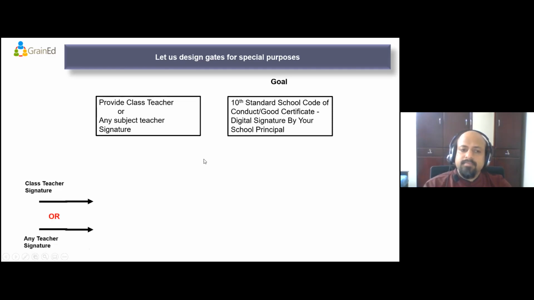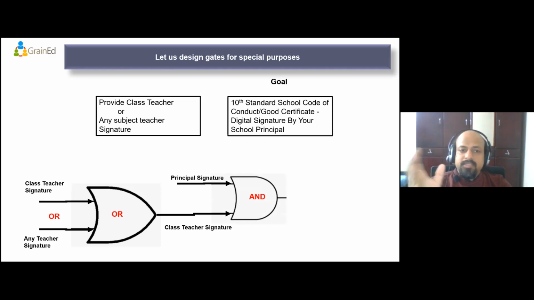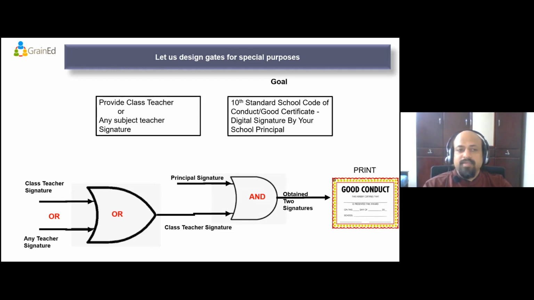Very simple. So one of that, you got class teacher signature. You didn't go to any other, you immediately got class teacher signature. And then what? And then you need principal signature also, right? Then what do you need? Principal signature. What is the gate here? You agree with me? Both signatures together, then you got two signatures. You need two signatures and then you print the certificate.